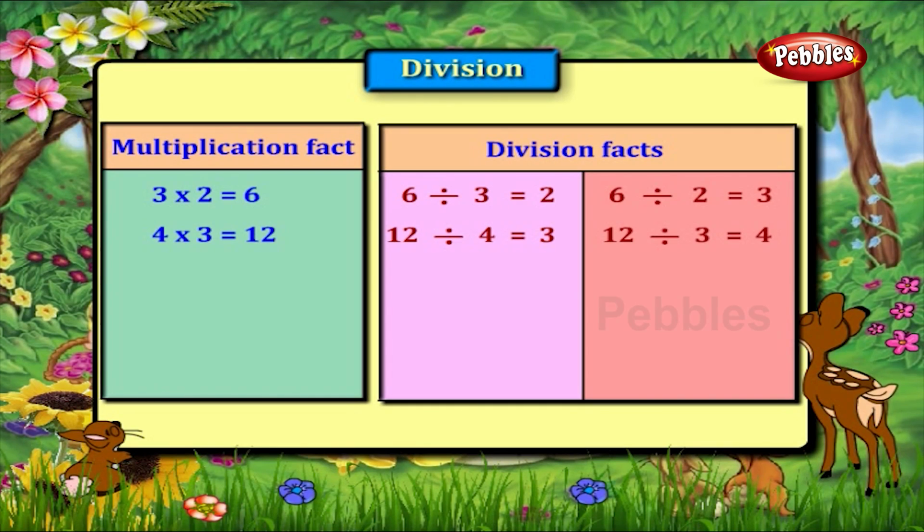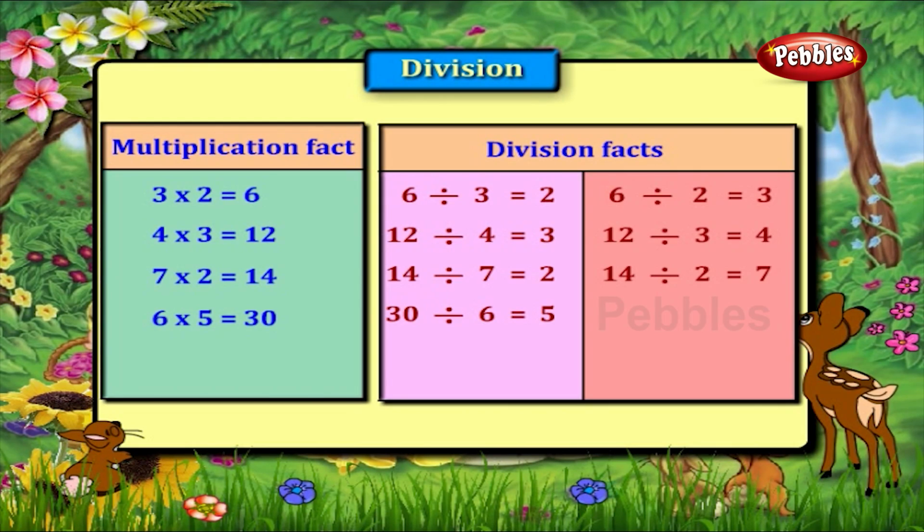Multiplication fact. 7 into 2 is equal to 14. Division facts. 14 divided by 7 is equal to 2. And 14 divided by 2 is equal to 7. Multiplication fact. 6 into 5 is equal to 30. Division facts. 30 divided by 6 is equal to 5. 30 divided by 5 is equal to 6.